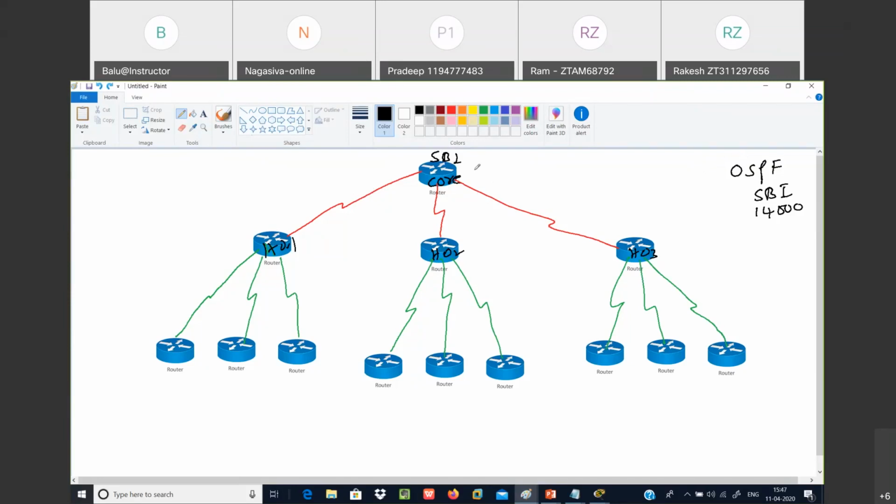So for the SBI core router, we recommend a 9000 series router. For head offices, a 5500 or 5000 series router. For branch offices, which model numbers do you recommend, guys? 2600 or 2800, right? Okay. Now, what OSPF is telling is that if you configure OSPF between the 14,000 routers, each router should maintain a full picture of the topology.